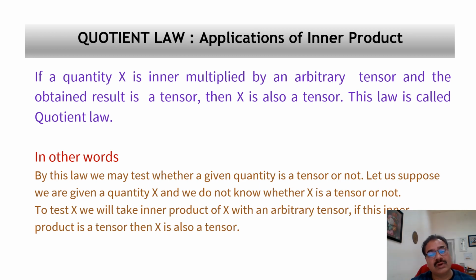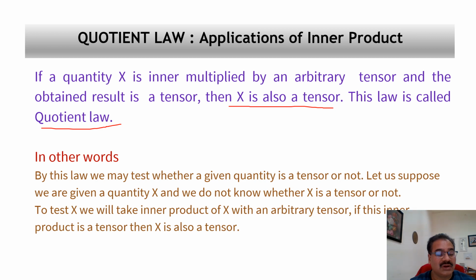Now, one of the best applications of the inner product is the Quotient Law, and this is a very important law. So what is the statement of the Quotient Law? If a quantity capital X is inner multiplied by an arbitrary tensor and the obtained result is a tensor, then capital X, that quantity, is also a tensor. This law is known as the Quotient Law.